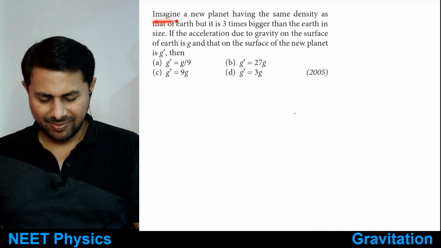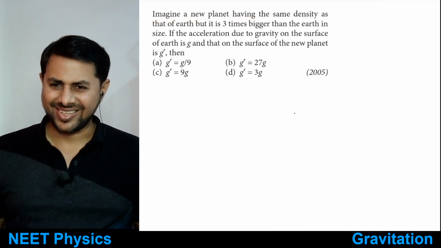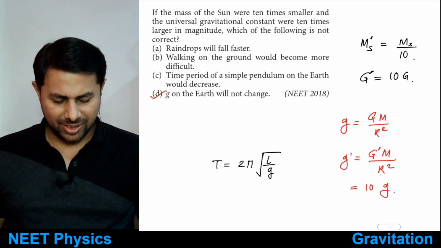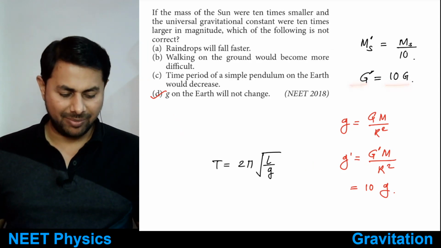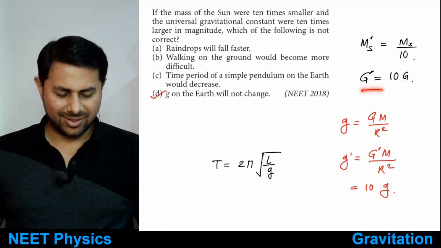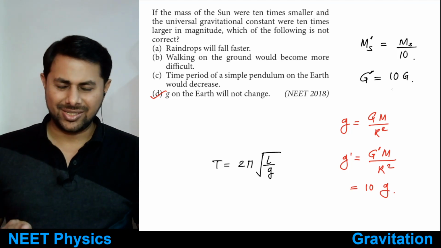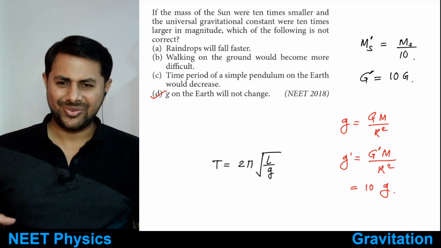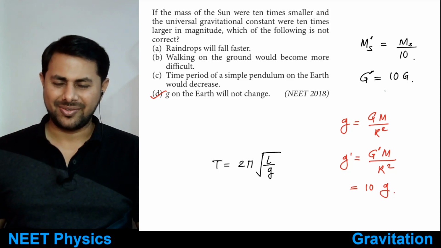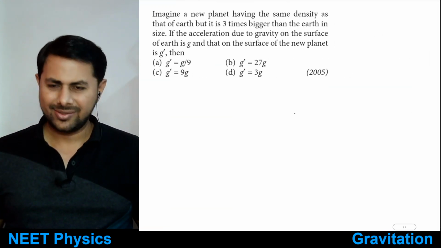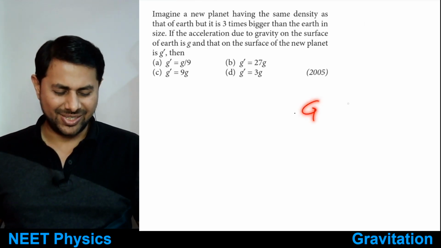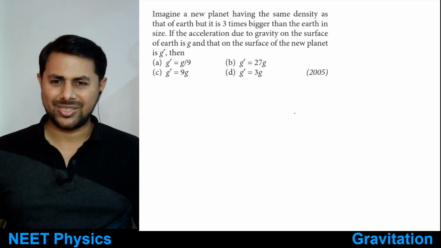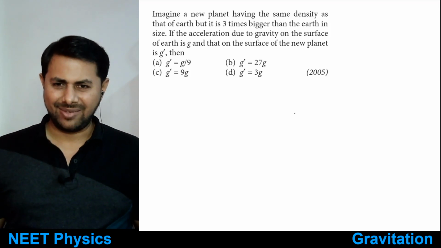Let's see the next one. Imagine a new planet. We can imagine anything in physics, this is just imagination. If you see this question, g prime is equal to 10 times g, it's given in the question. If you change it even 1%, all life in the universe will vanish. You can search that. If capital G, the universal gravitational constant, changes even by 1%, the world will collapse.